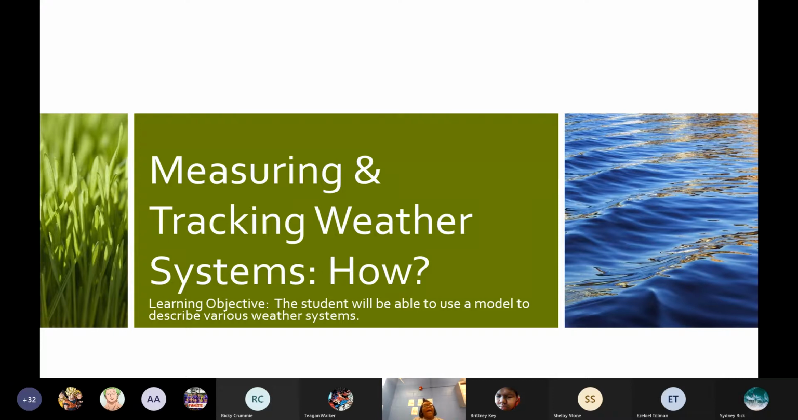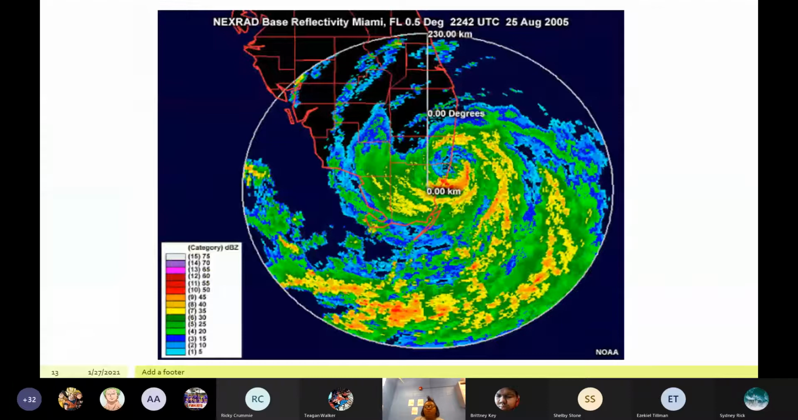So when we're talking about how meteorologists track weather, predict weather, and communicate weather and what's happening to us, it's important that you're able to understand that they use different tools. The first tool they use, you don't need to draw this picture yet. You'll have to draw this picture in your Schoology notes today.